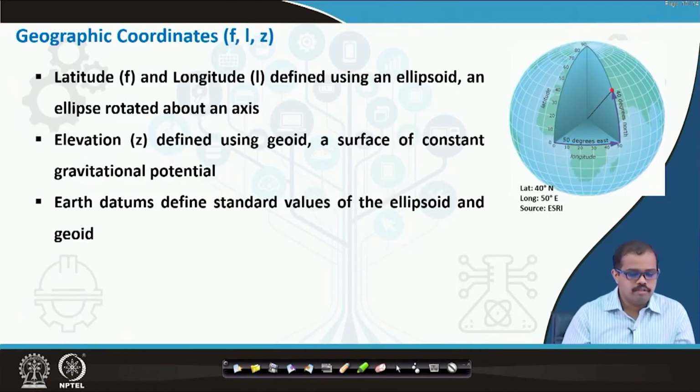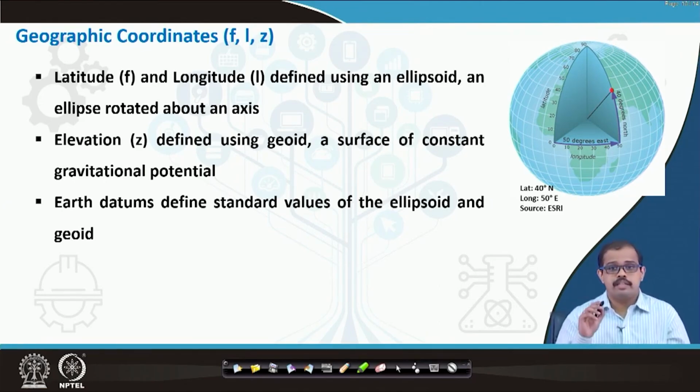Latitudes and longitudes are defined using an ellipsoid or a spheroid, an ellipse rotated about an axis. Okay. Elevation is defined using a geoid. Okay. A surface of constant gravitational pull. We have already looked at it. And Earth datums define the standard values of the ellipsoid and the geoid.